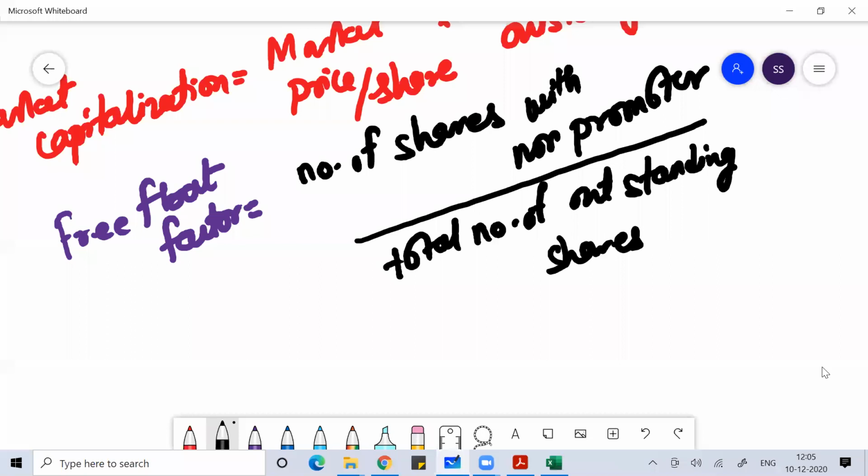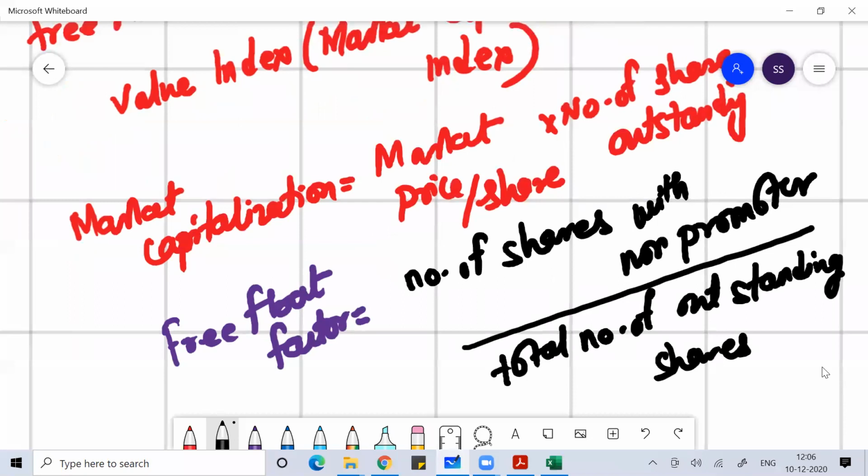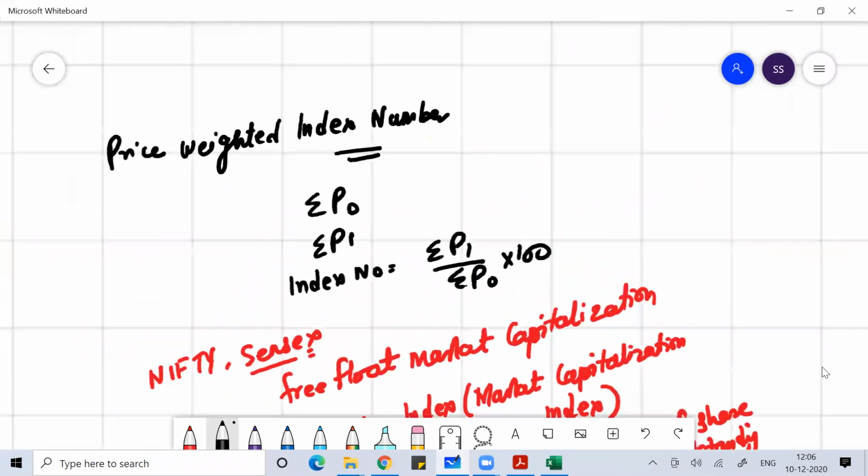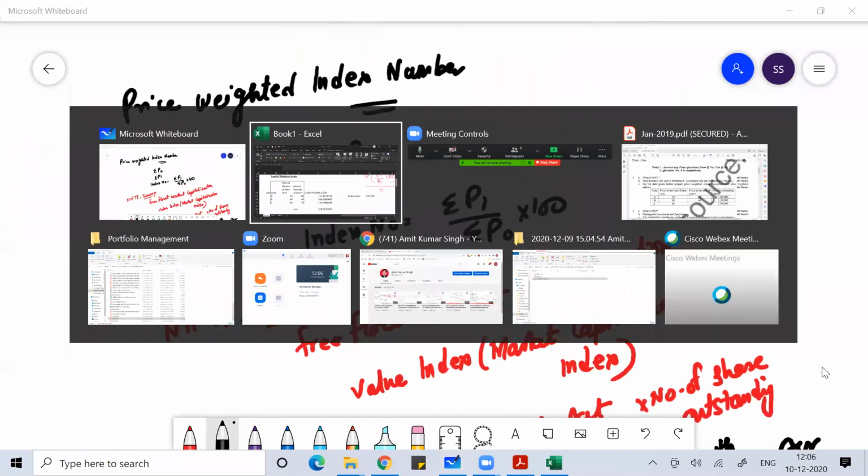Nowadays, whenever we talk about the value index, we calculate it as a free float market capitalization value index, which considers the liquidity of the stock, the stock trading, and the number of stocks available for trading. That is how indexes work all over the world. Does anyone have any doubt or question you want to ask? Any question, anyone?